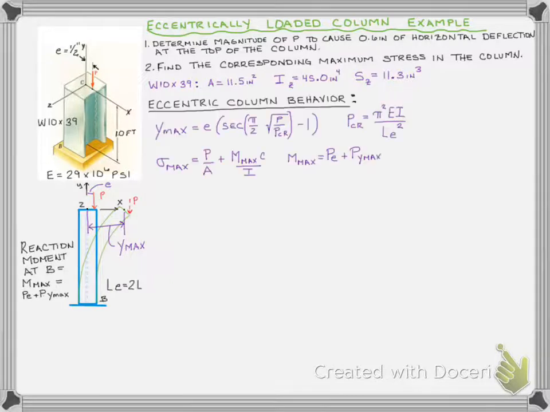So let's take a quick look at some things we already know out of section 10.2 in the Beer and Johnston text on eccentric column loading behavior. So we can still use P critical as our standard pi squared EI over L effective squared. And we've established that to get that Y max value, we actually can take the eccentricity value E and multiply that by the quantity of the secant of pi over 2 times the square root of P over P critical, and then subtract 1 from that.